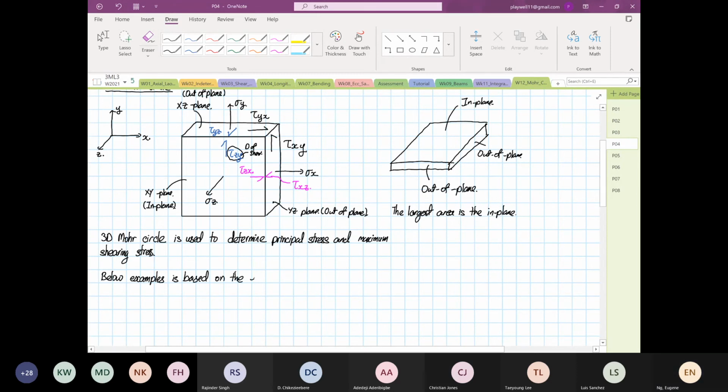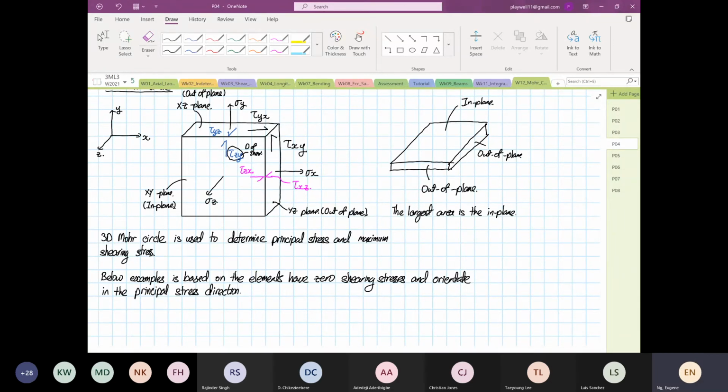So below example is based on the elements that have 0 shearing stress, or shearing stresses, and oriented in the principal stress direction. Okay, so whatever I'm going to show you, shearing stress is equal to 0, and they are all oriented in its principal stress. Okay, so let's look at condition number 1.